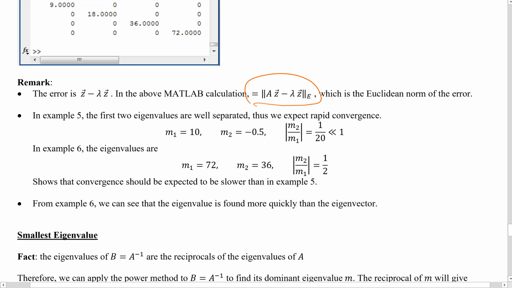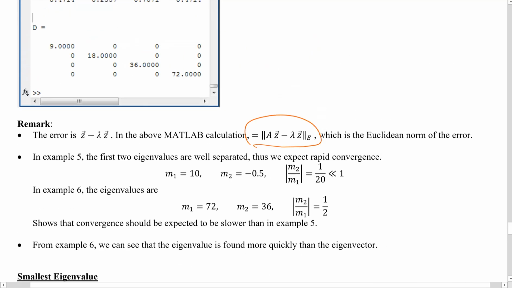And we can see it under the same tolerance. Example 5 takes 5 steps to converge within that tolerance, that error. But example 6, well, it takes 15 steps. Maybe more than that.